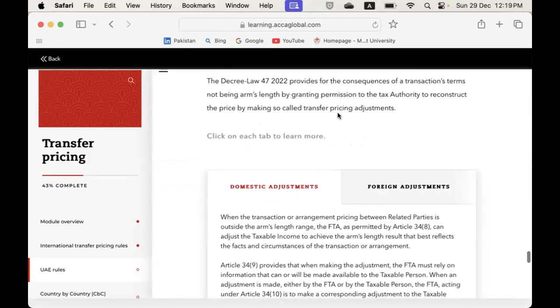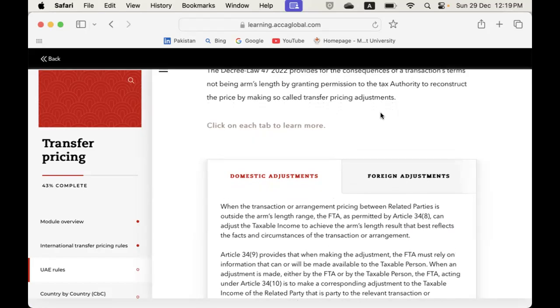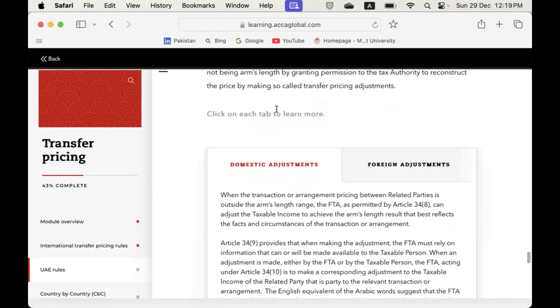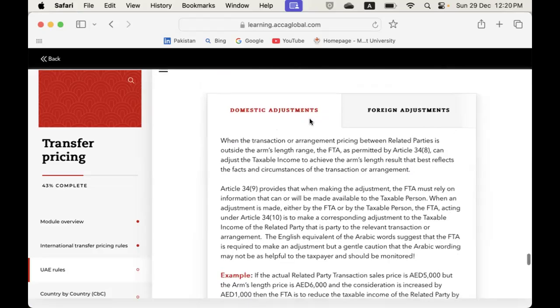Adjustments. The decree law provides for the consequences of a transaction's terms not being arm's length by granting permission to the tax authority to reconstruct the price by making so-called transfer pricing adjustments. So the whole point is that if the FTA, Federal Tax Authority, is not satisfied by the method chosen or the result arrived at, they can reconstruct the pricing. And once they have reconstructed the pricing, they may come back to the taxpayer saying that you need to make transfer pricing adjustments and thereby either increase your profit or decrease your profit. But the FTA is not going to ask anyone to decrease their profit, by the way.